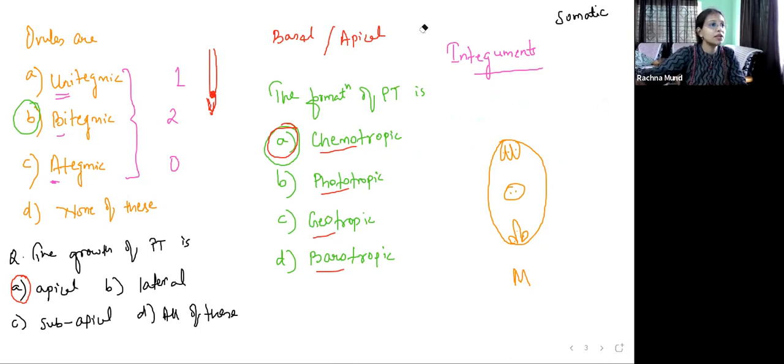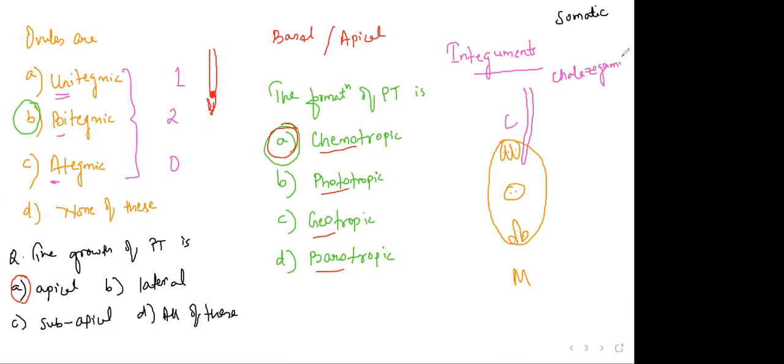So coming back to our first question. If this is the chalaza and this is the micropyle, if the pollen tube enters the embryo sac from this end, from the chalaza end, then we call it chalazogamy.